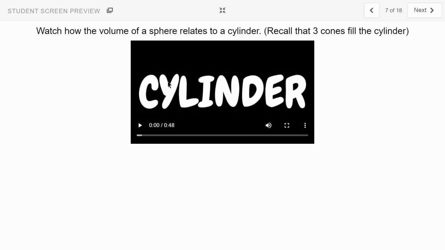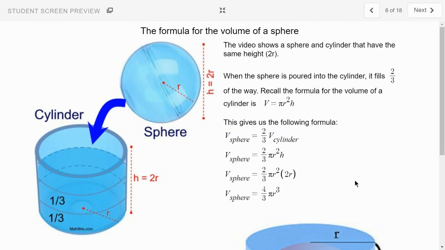Please watch this video to see how the sphere relates to the cylinder. And remember that 3 cones fill a cylinder. After watching that video, you should have seen that the cylinder and the sphere have the same height. And so we are going to use that to find the volume of a sphere.